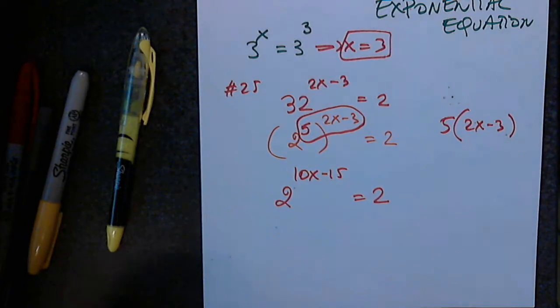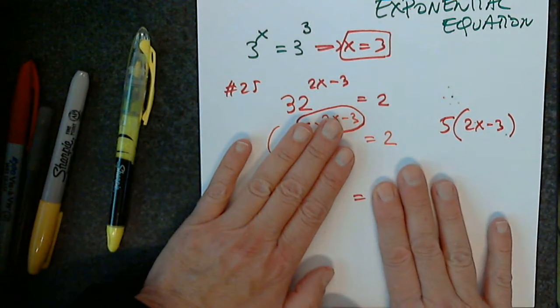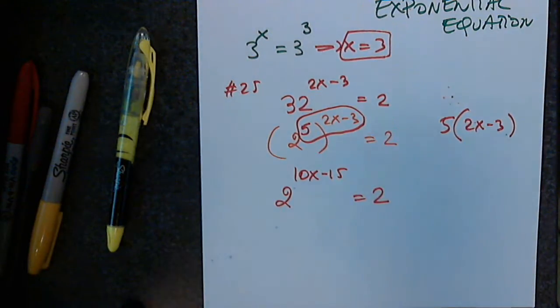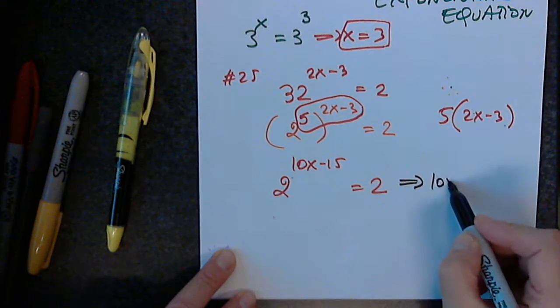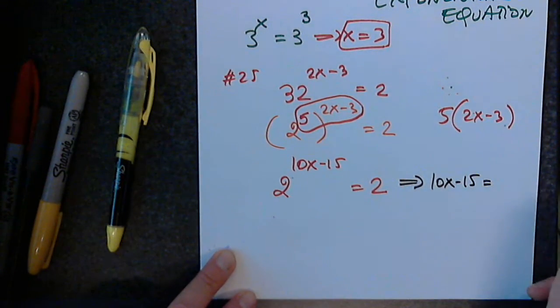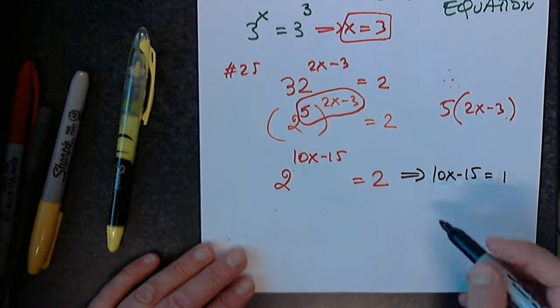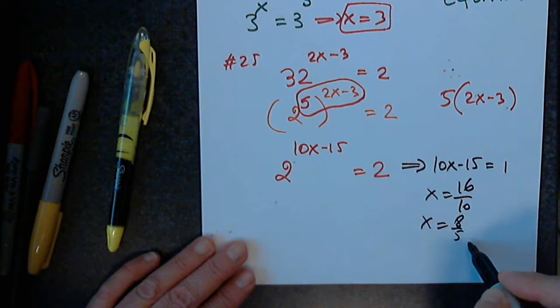Here's the thought behind it. Two numbers are equal. I'm told so. They are equal. And they have the same base. What has to happen to their exponents? So therefore, from here I know that 10x minus 15 must equal 1. Power of 2 is 1. Now this is linear, no problem. I move 15, I divide by 10. So it's 16 over 10. And I simplify by 2, and I get 8/5.